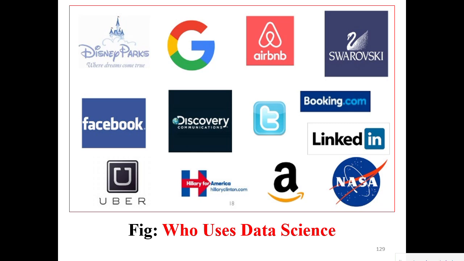Then who uses data science use cases? Very big MNCs like Amazon, Google, Facebook, Disney Park, Discovery, Twitter, LinkedIn, Uber, Airbnb, Swarovski, and NASA. These are the very big MNCs using data science tools and techniques.